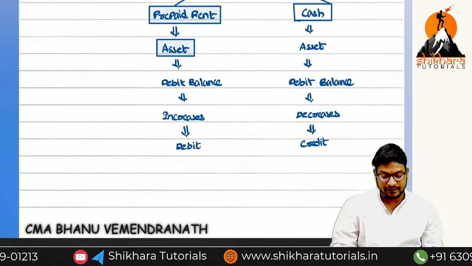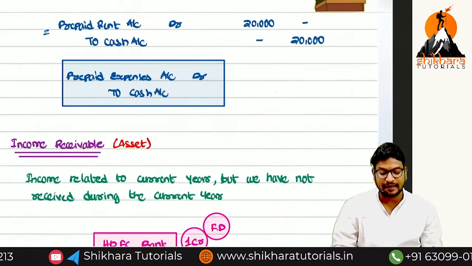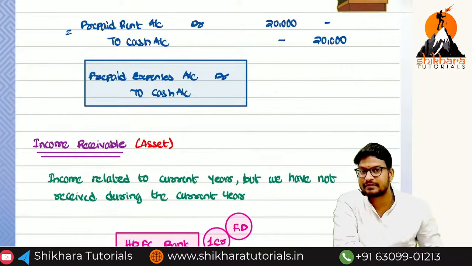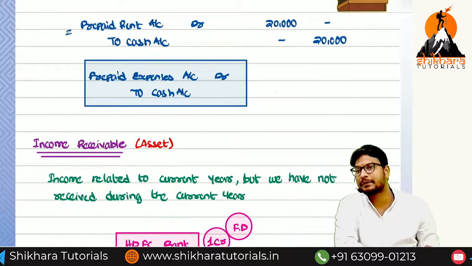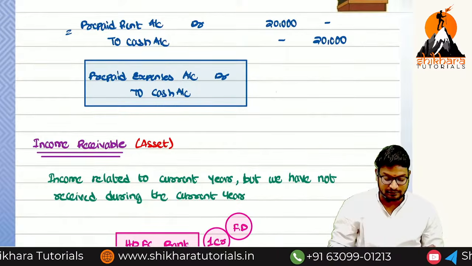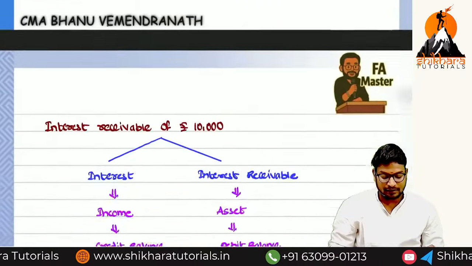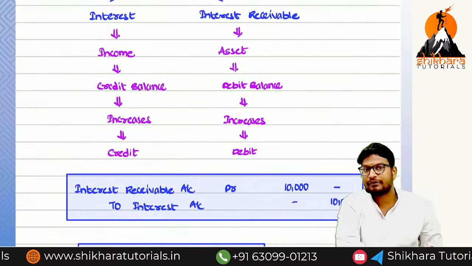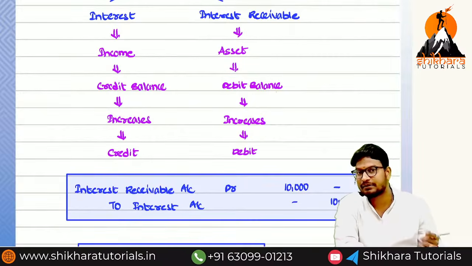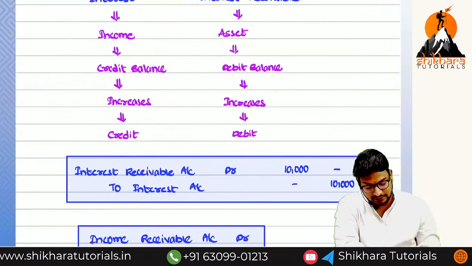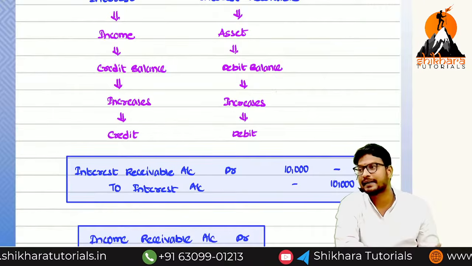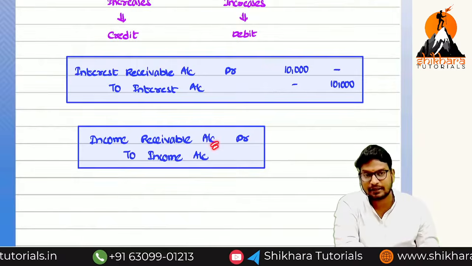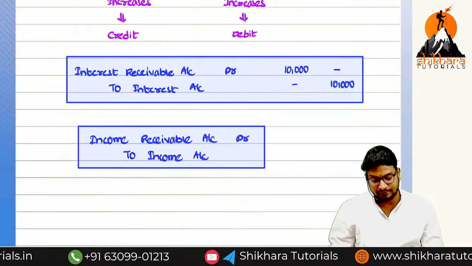Let's come to the prepaid expenses. Prepaid means payment has already happened. But we should not write expenditure account debited to cash. We have to write prepaid expenses account debited to cash account. Next, income receivable. What is the meaning of income receivable? Income related to the current year, but we have not received it in the current year; we are going to receive it in the next year. If we had received it, what would the entry be? Bank account debited to income account. Here we have not received it, that is the reason: income receivable account debited to income account.